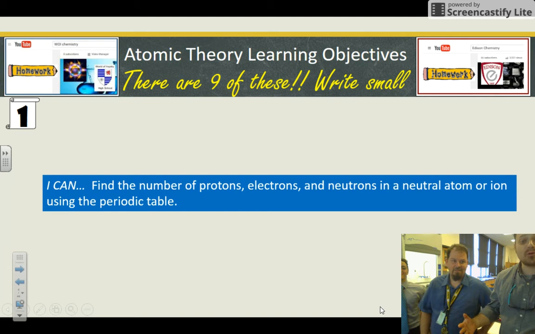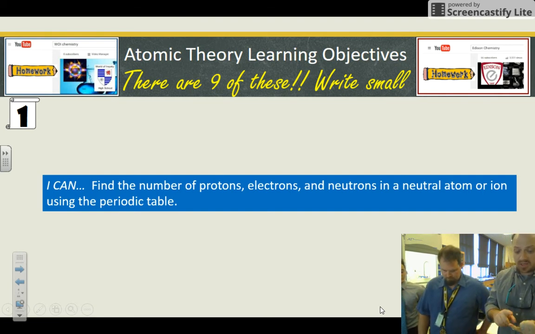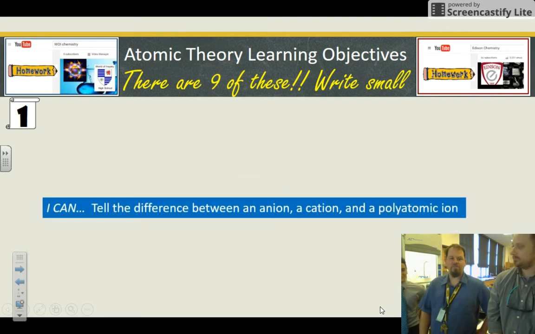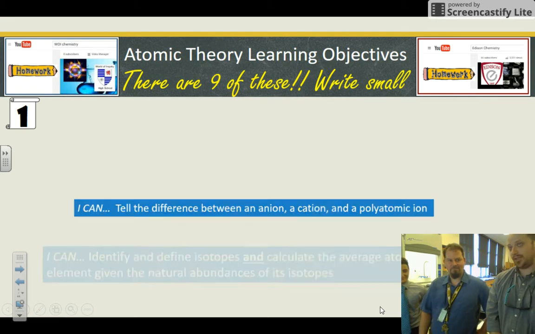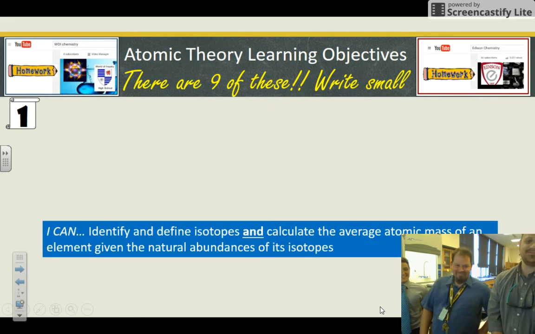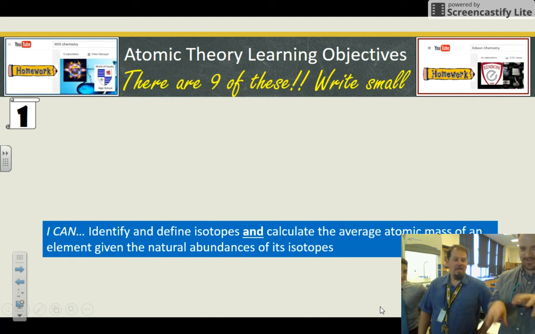I can find protons, neutrons, and electrons in a neutral atom or ion using a periodic table. This is not the periodic table unit, but you're going to start using it to identify the quantity of these subatomic particles. I can tell the difference between an anion, a cation, and a polyatomic ion. I can identify and define isotopes and calculate the average atomic mass of an element. Calculation. Heads up, there's 3 I words. You got to get the I word straight.